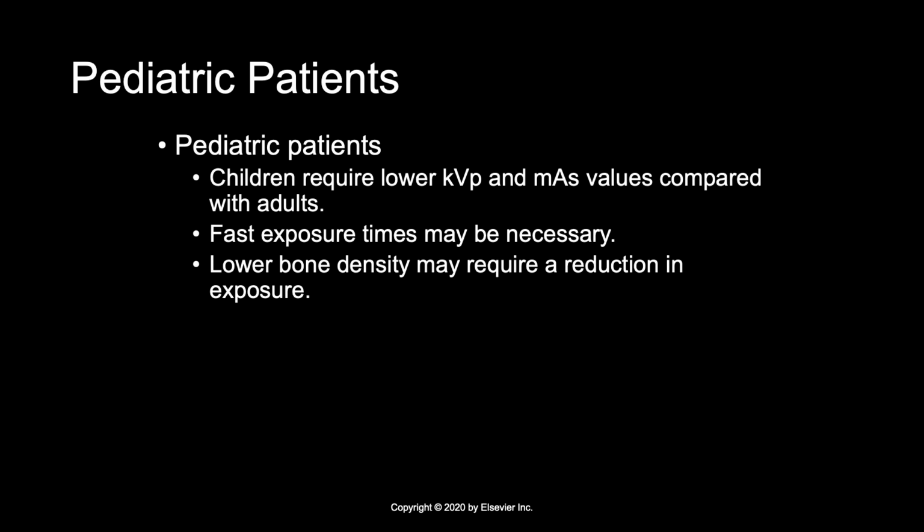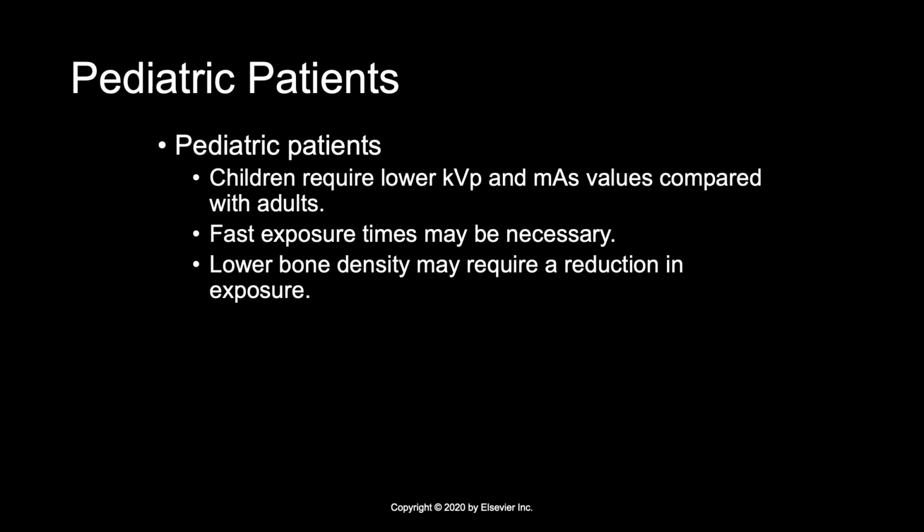Pediatric patients are a technical challenge for radiographers for a number of reasons. With pediatric patients, they require lower KVP and mass compared with adults. We use fast exposure times so that they don't have a chance to move and we get the exam done quicker. And their lower bone density may require a reduction in the exposure. With pediatric chest radiography, this requires us to choose fast exposure times to stop the diaphragm motion in patients who are not able to suspend their breathing.